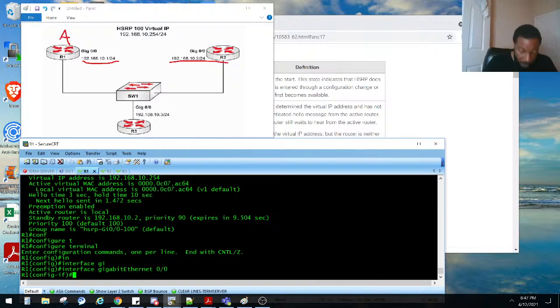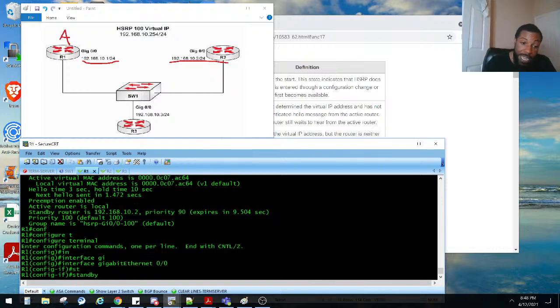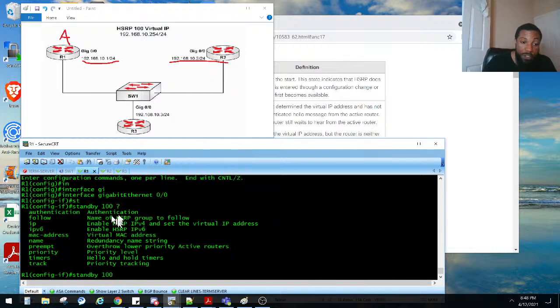So interface Gi0/0, they said they wanted the hello timers to change, right? So standby, we go back to that group, standby 100, question mark for context sensitive help. And it says right here, where can we do that with timers? Right there. Oh, that's easy, right? Hello and hold timers, right? They said 1, we need to do 1 for the hello.